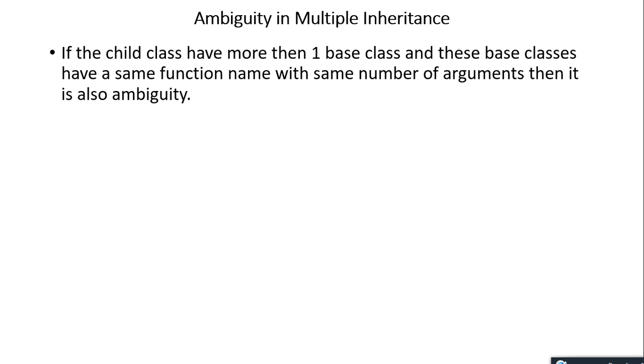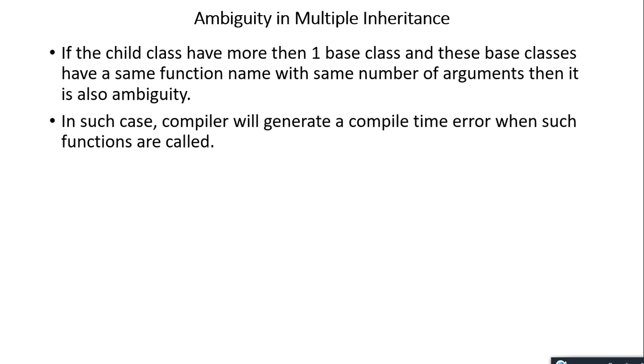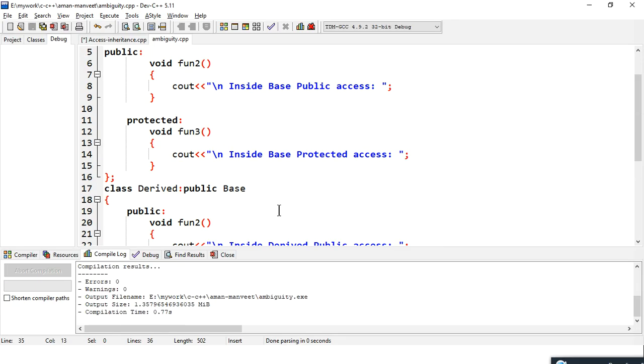Now ambiguity can also occur in multiple inheritance. If the child class has more than one base class, and these base classes have the same function name with the same number of arguments, then it is also called ambiguity. In such a case, the compiler will generate a compile time error when such functions are called. Let me show you that as well.